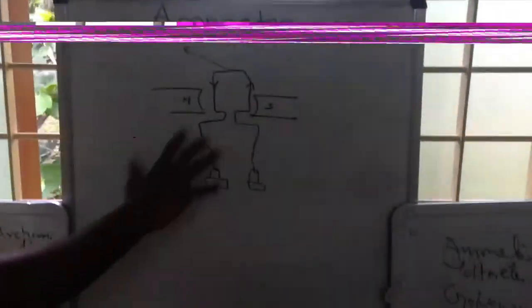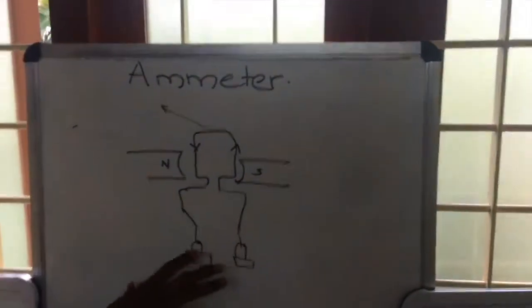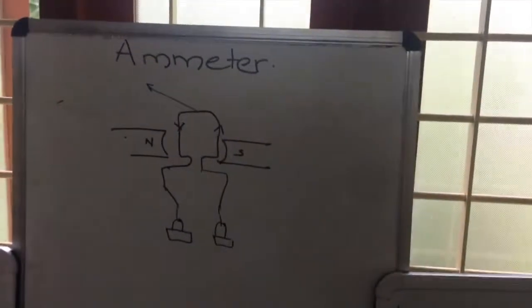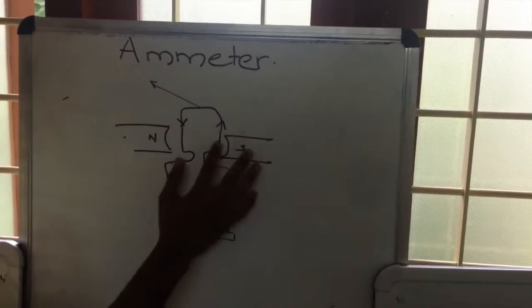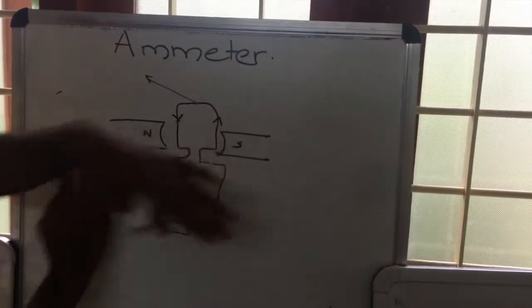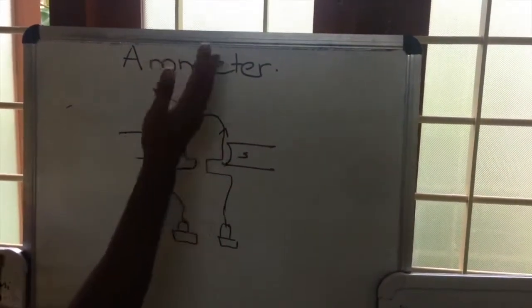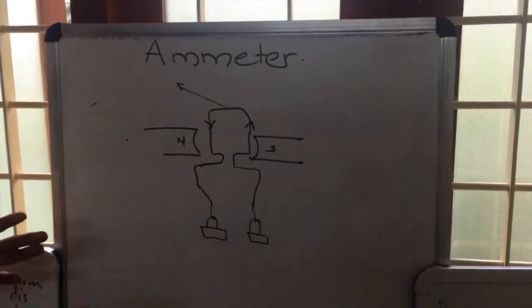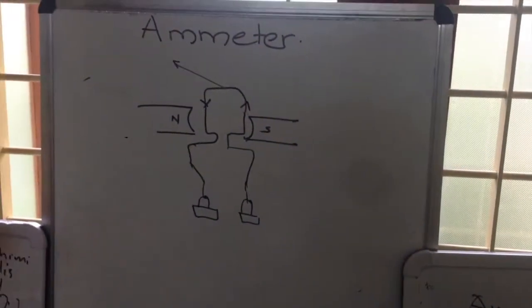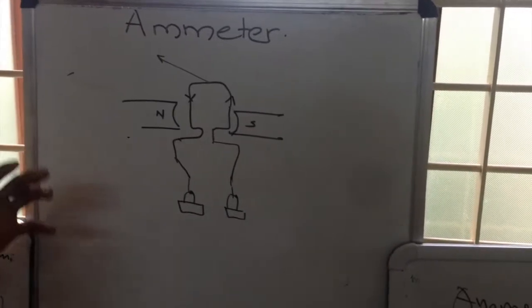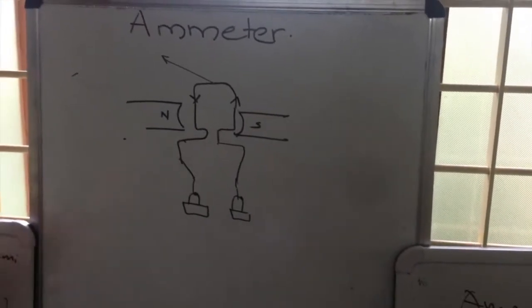We are going to study about the ammeter, but what is shown here is a galvanometer. That is, when current is flowing through this conductor, it will rotate and this needle will move such that we can know the presence of the current. But in the case of an ammeter, we should find the value of current.